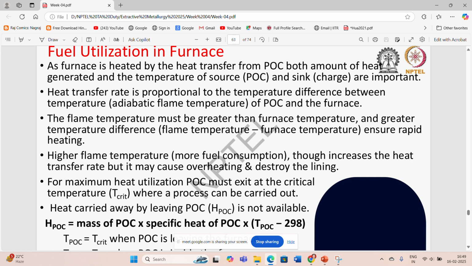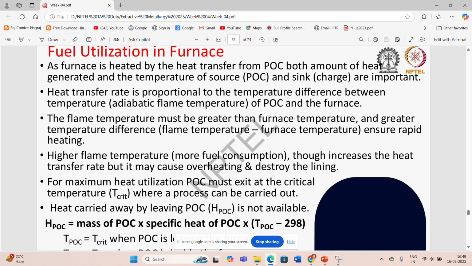As the furnace is heated by heat transfer from POC, both the amount of heat generated and the temperature of source and sink are important. Heat transfer rate is proportional to the temperature difference. The flame temperature must be greater than the furnace temperature, and a greater temperature difference ensures rapid heating of the furnace or whatever object we are going to treat in that furnace. Higher flame temperatures, though they increase the heat transfer rate, may cause overheating and destroy the lining of the furnace.